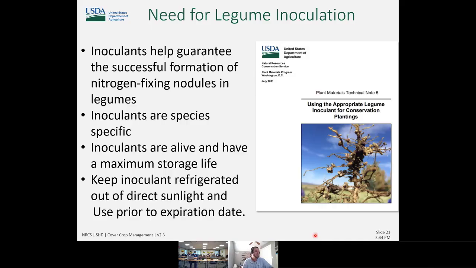We have to think about in terms of also relaying the message to our producers that those inoculants are alive and they have a storage life, and we want to make sure that we treat them as they are alive organisms because alive bacteria are in those jugs. We may think of it as just a powder, but bacteria is there. So we want to make sure that we keep those inoculants refrigerated or out of direct sunlight, and we want to make sure that we use those prior to the expiration date. We find that a lot of producers utilize their mobile office or pickup truck for a lot of different things. Let's just make sure that it's not used to store those inoculants.